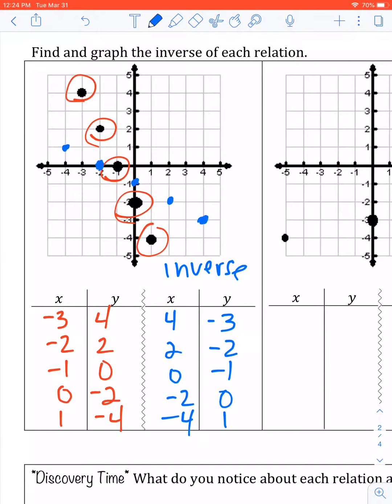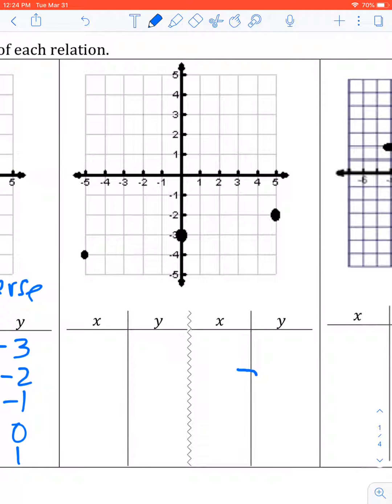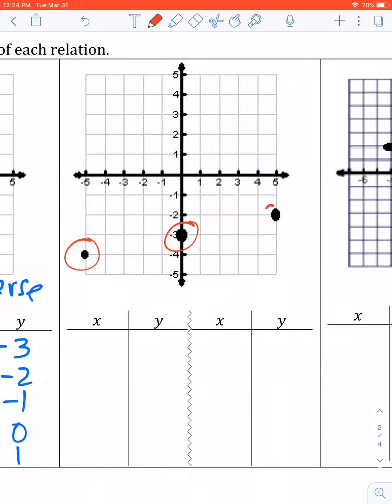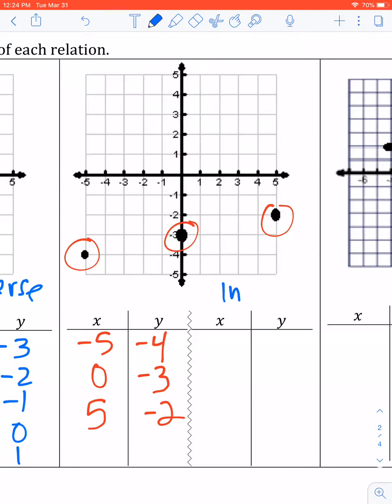Okay. Let's do it again. In red, I'm going to put all of the original points. So those are the points negative 5, negative 4, 0, negative 3, 5, negative 2. And then when I figure out their inverse, I switch the points. And let's graph.